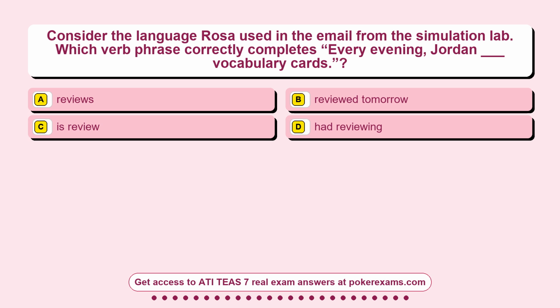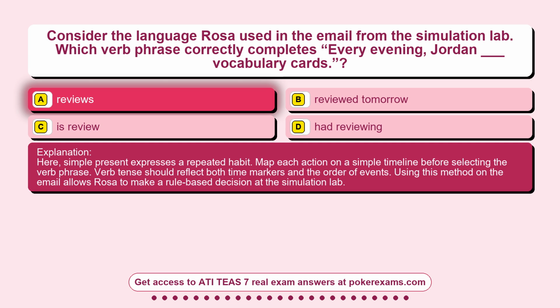Question 23. Consider the language Rosa used in the email from the simulation lab. Which verb phrase correctly completes every evening, Jordan blank vocabulary cards? Option A, reviews. Option B, reviewed tomorrow. Option C, is review. Option D, had reviewing. The correct answer is option A, reviews.